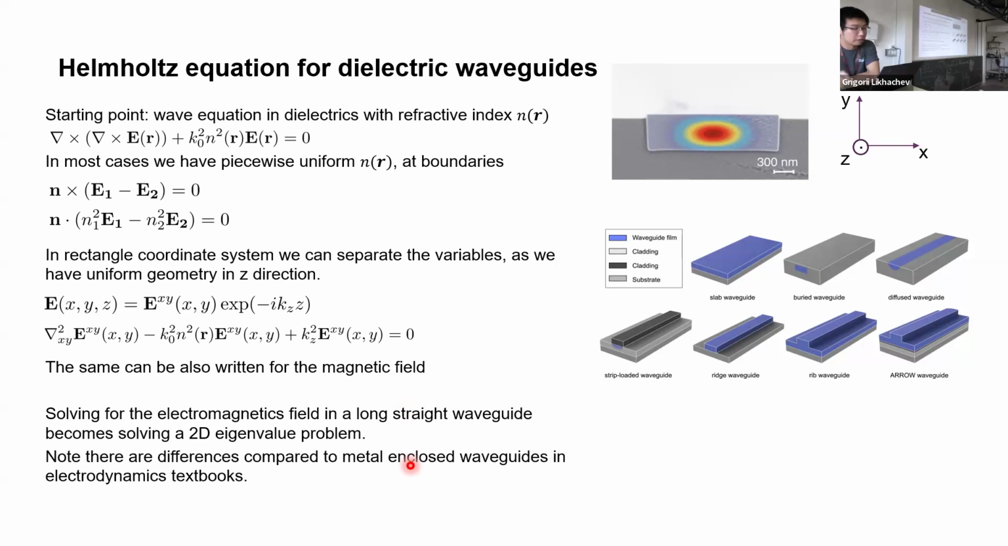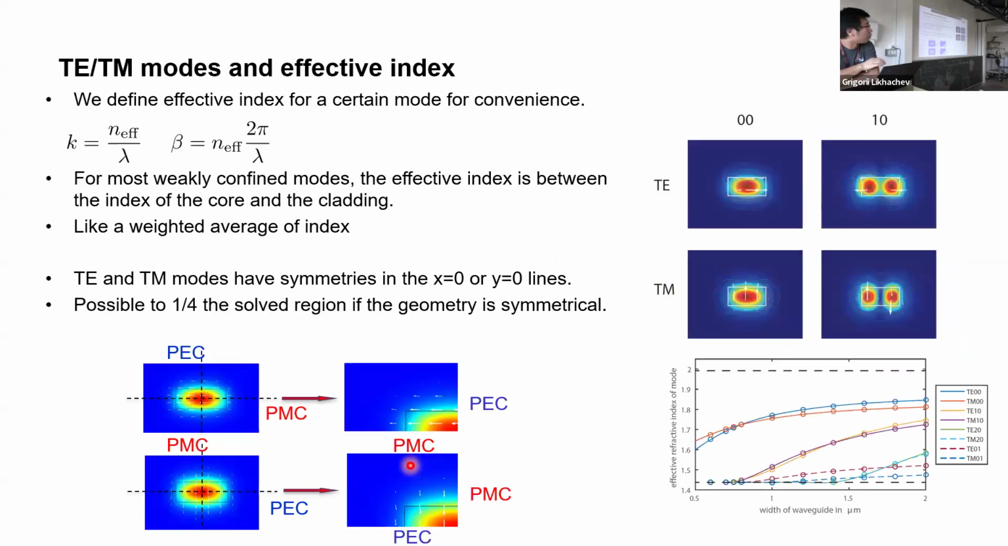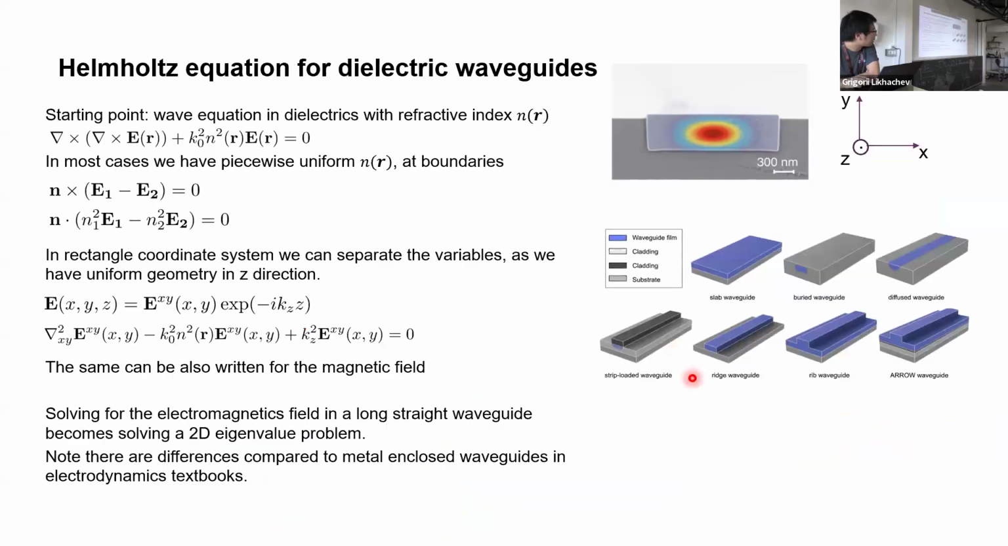For example, if you look in textbooks, then you know that it doesn't exist, like the TE00 mode, TM00 mode. But here for dielectric waveguides, yes, there is this TE00 mode, TM00 mode. It is also defined slightly differently. Also, just to introduce you to some different kinds of waveguides you usually encounter.